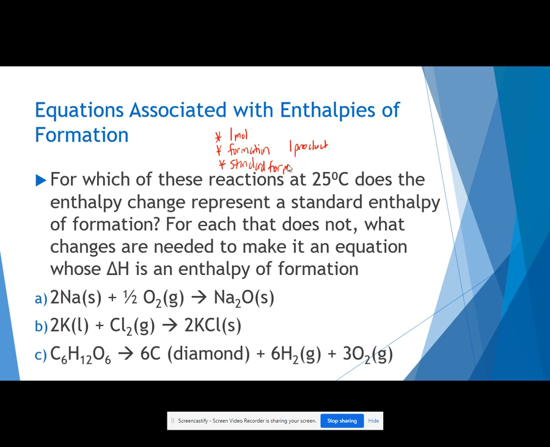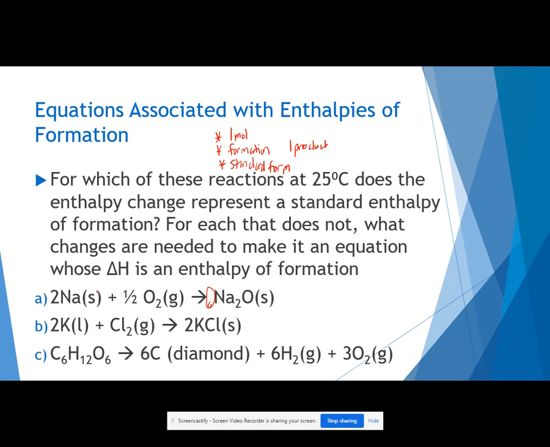If we look at this first one, we have 2 Na solid plus 1/2 O2 gas yields Na2O solid. One thing to note is that here it meets the first criterion. It only makes 1 mole.